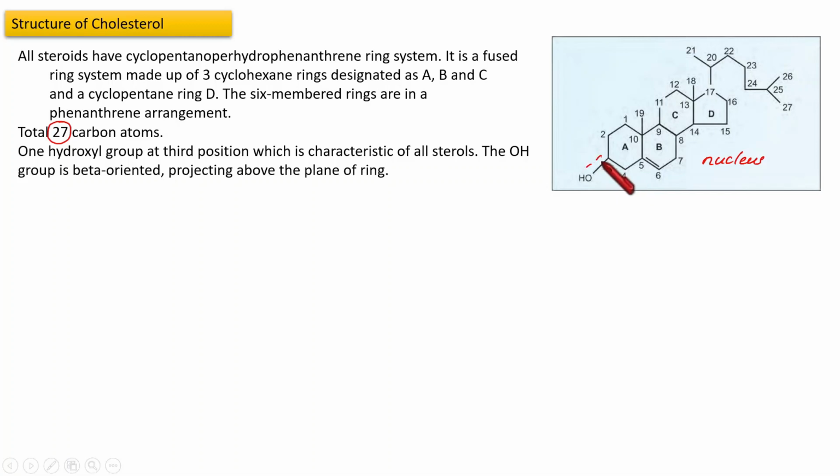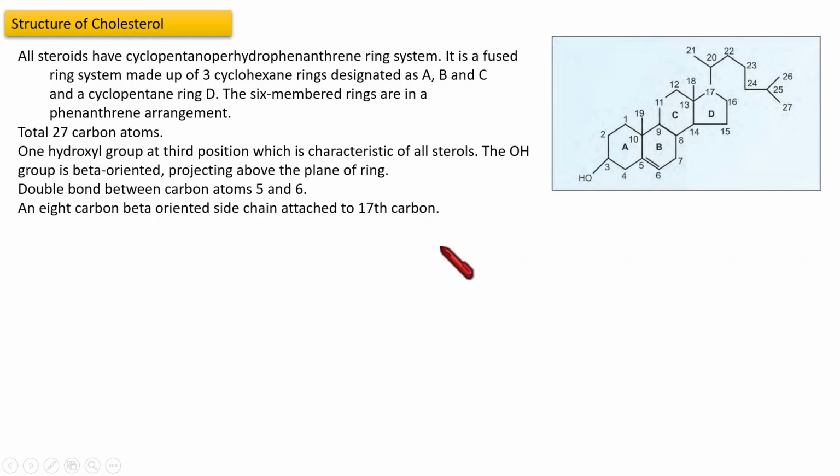If it is alpha oriented, it projects or drops down below the plane of the ring. Here, this OH group is projecting above the plane of the ring. That is why we denote that bond with a solid line. So that's about the structure. And also we can see one double bond here, between the fifth carbon and the sixth carbon. It has some relevance. I will tell you in the coming section, in the below part itself.